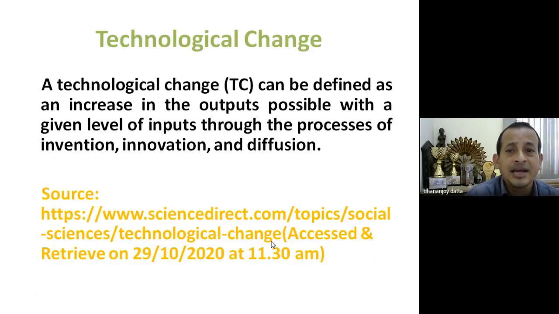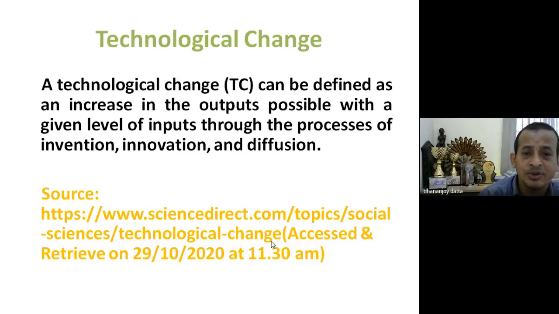Next, we'll discuss technological changes. Technological changes can be defined as an increase in the output possible with a given level of inputs through the process of invention, innovation, and diffusion. Now it is increasing the output. Output means the number of products produced or services delivered with the help of inputs through the process of innovation or discovery.